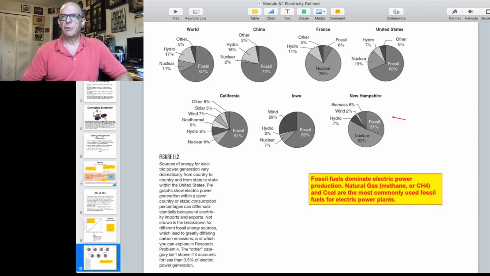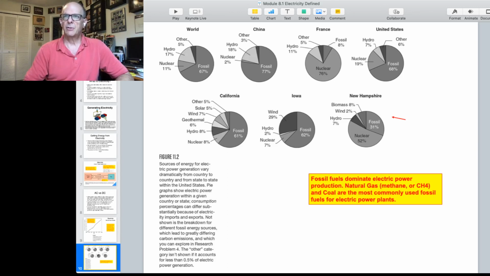And the final chart here just shows where different states and countries get their electricity from. So, for example, overall in the world, 2/3 of electricity comes from fossil fuels, 11% from nuclear, 17% from hydro, and that other category is where wind and solar are. In California, you can see that solar and wind together are 12%, and fossil fuel is a smaller fraction, only 61%. And in New Hampshire, they've got some nuclear power plants in a relatively small state, so a relatively small electrical need. They are able to get a lot of their electricity from nuclear power.